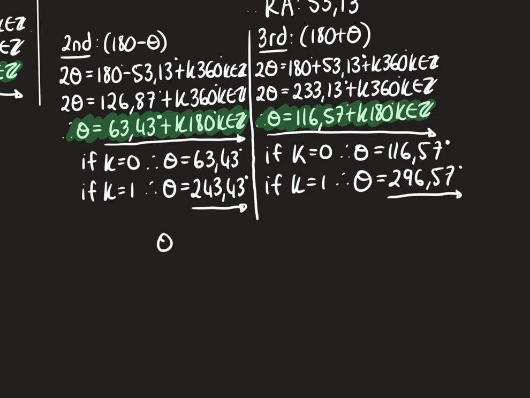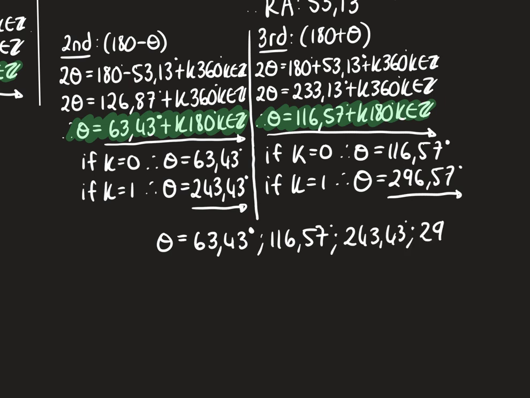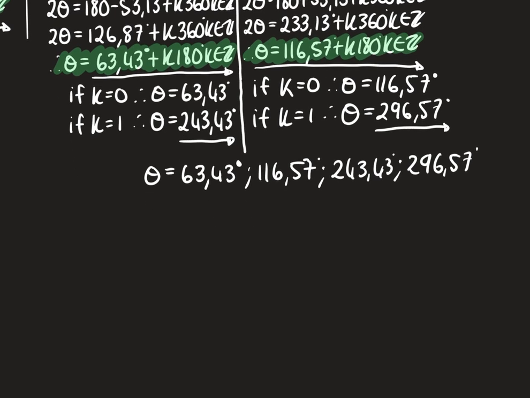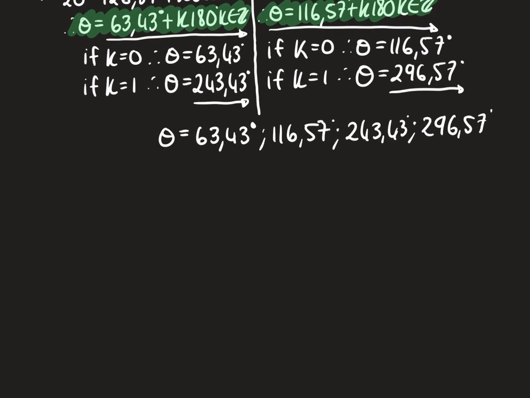So how would we represent this as an answer? We would put it in ascending order, and we've got 116.57, and we've got 243.43, and we've got 296.57.